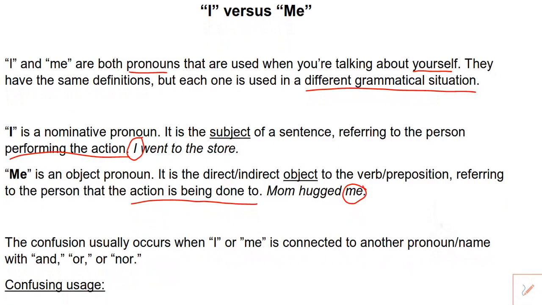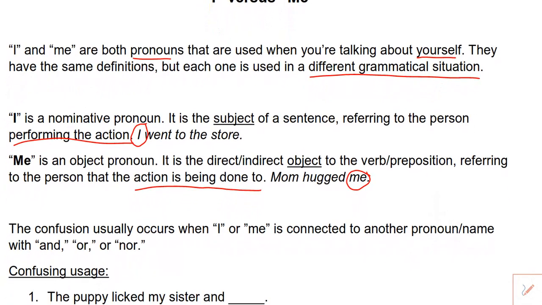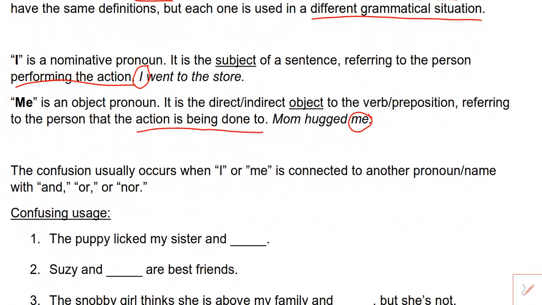The problem occurs when we have I or me connected to another pronoun or name with the word and, nor, or. Let's take a look at this first example I have here. "The puppy licked my sister and blank," and we'd fill that in with either I or me. Here I see that I have another name, my sister, and it's connected to the I or me with the word and, which is what I'm talking about when I say the confusion usually occurs when I or me is connected with another pronoun or name with or, and, or nor.